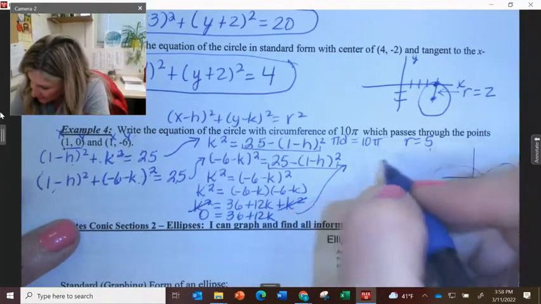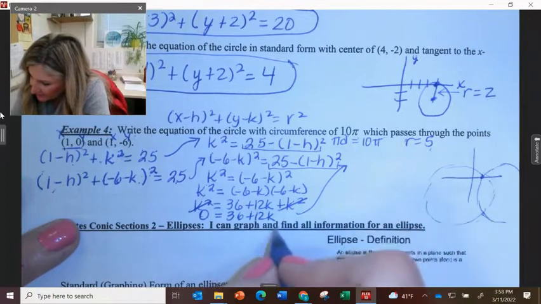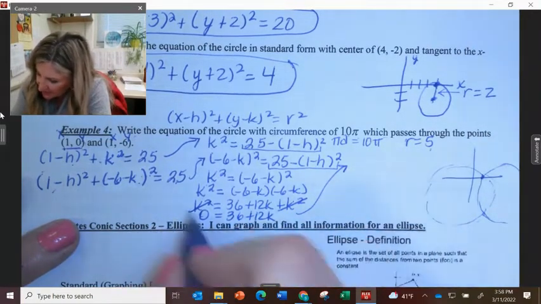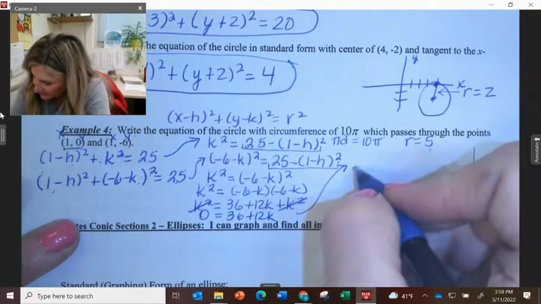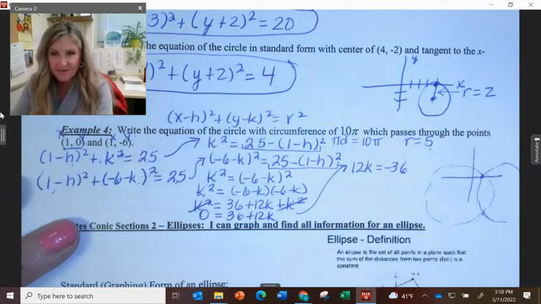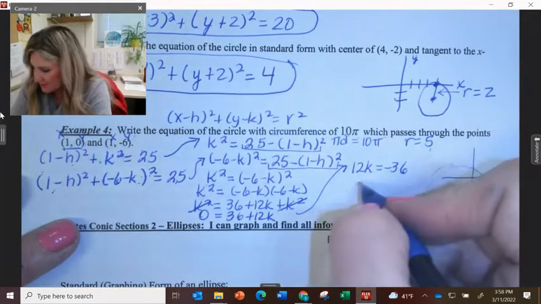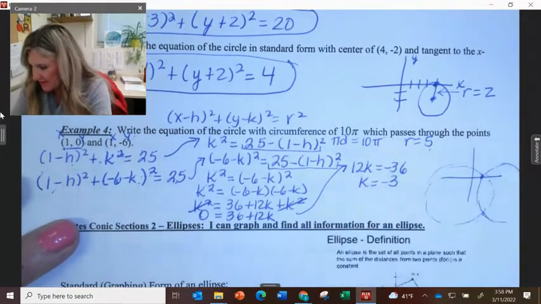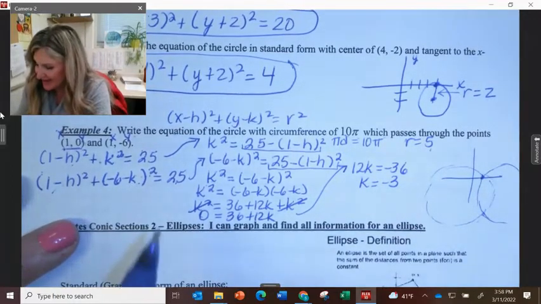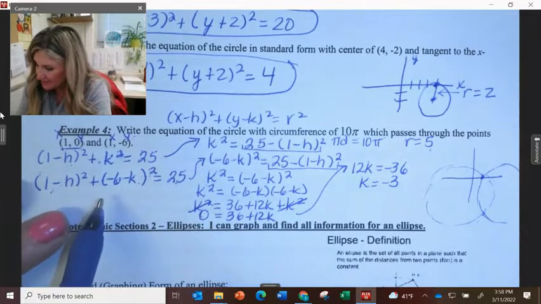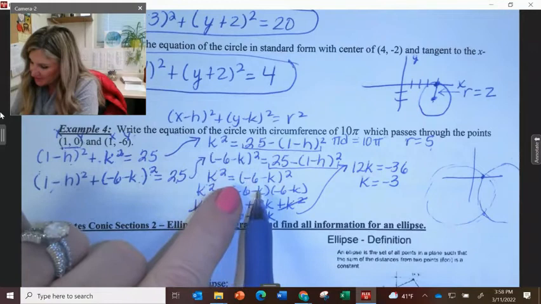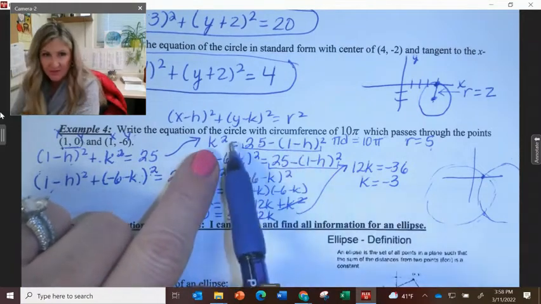Need a little room. Let's come up here. So if I want to solve this, here's what I'm going to get: 12k equals negative 36, right? Divide by 12. K equals negative 3. We know what k is. Woohoo. Okay, so we got k. Now we need to know h. So let's see, where can I plug in? Might be easiest to plug in right here, wouldn't it?